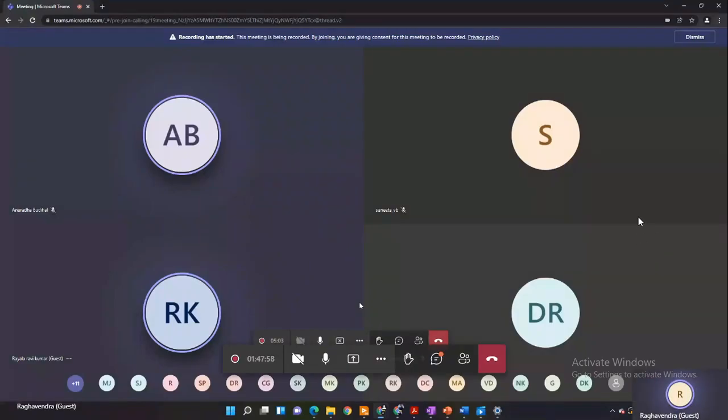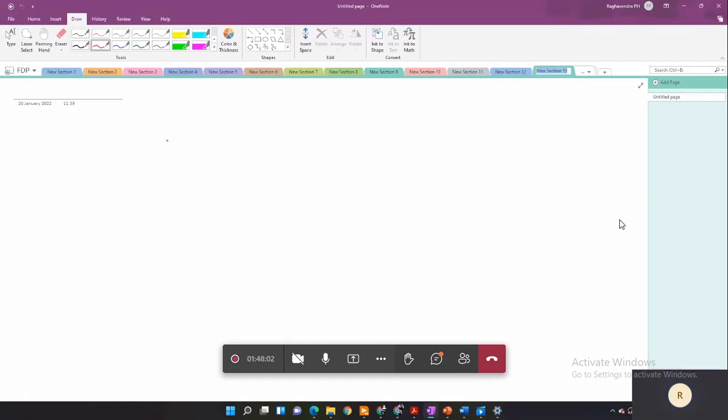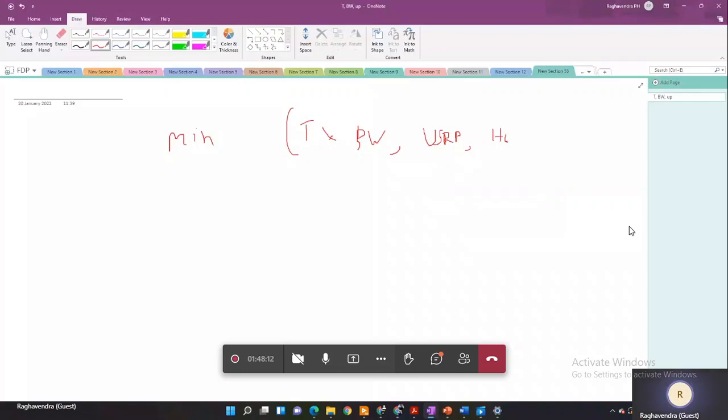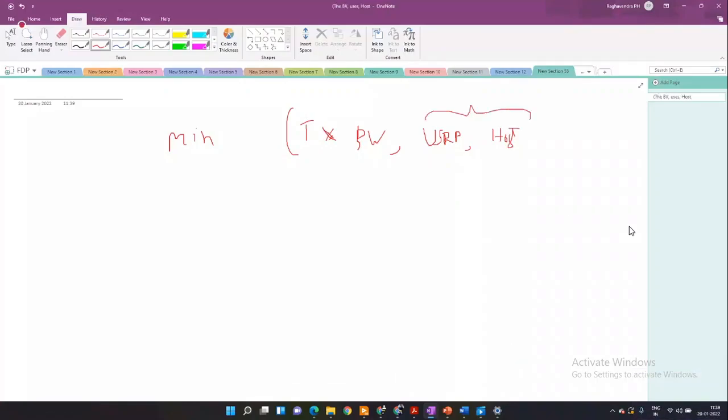The minimum bandwidth is the minimum of TX bandwidth, USRP, and host. Okay, transmission bandwidth, as in which one are you referring to? Because these two I understood. What do you mean by transmission bandwidth? You mean the LPF that we have over there in the USRP?